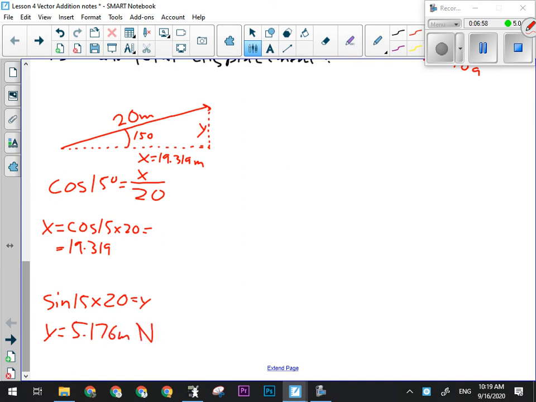Okay, that one's north, that one's east. So actually I'll put it in here, 5.176 meters. Okay, so I've just resolved that first vector of the two into its horizontal and vertical components. So I've just done kind of the first part.